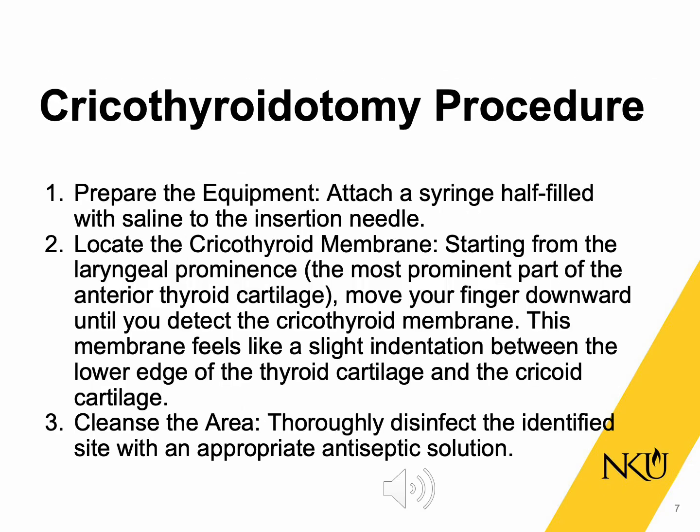Let's review the steps of the cricothyroidotomy procedure. First, you are going to prepare the equipment. You will attach a syringe half filled with saline to the insertion needle. Next, you are going to locate the cricothyroid membrane, which we will review how to identify in the upcoming slides. Next, you are going to cleanse the area.